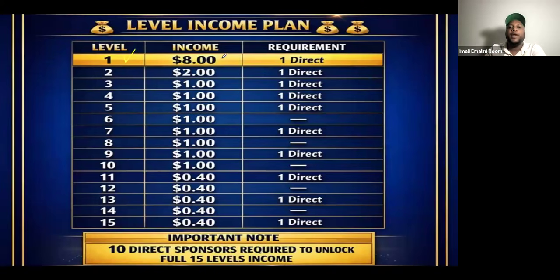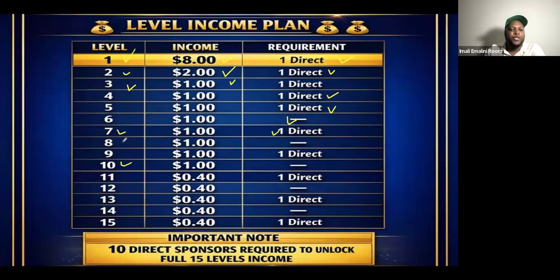Level 1 pays you $8. The requirement is 1 direct. Level 2 pays you $2. The requirement is also 1 direct. Level 3 pays you $1, up to level 10. The requirement is also 1 direct. Don't worry, you have unlocked it. But to receive from level 7, you require 1 direct more.